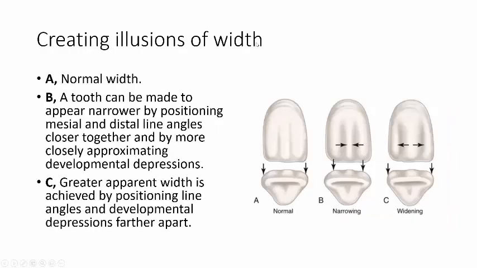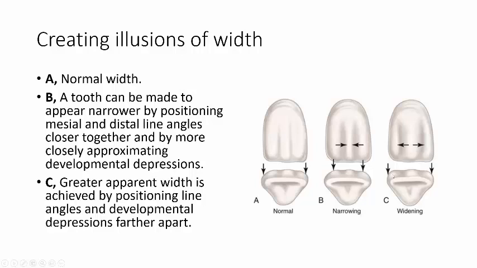How to create the illusion of width. Over here we can see the normal width. To make a tooth appear narrower, a tooth can be made to appear narrower by positioning the mesial and distal line angles closer together, meaning we bring those more labially, and by more closely approximating the developmental depressions. So it will appear narrower. Though we haven't done anything to its width, the illusion is produced and the tooth is going to appear narrower.